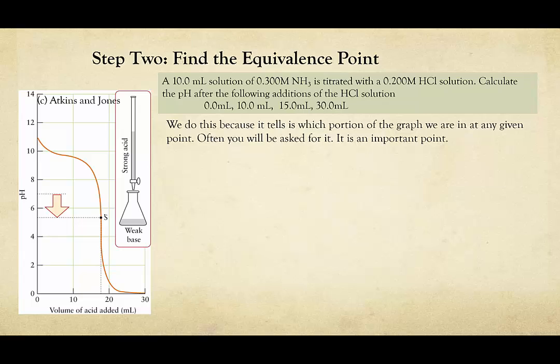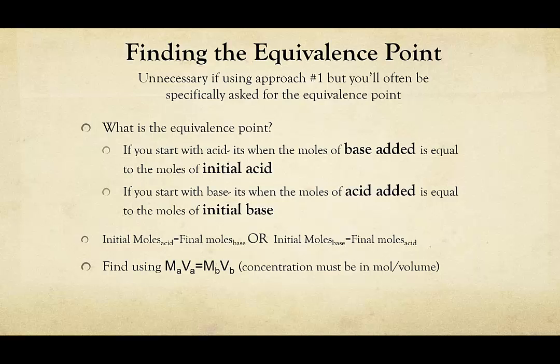The reason we want to know this is if we know where this point is, at what point in the graph this is, we will know that if we are before that point, we are in the buffering region. If we are here, we have a weak acid. Or, of course, if we are just starting out, we have a weak base, since that's our starting solution. And then if we're out here, we will have a strong acid. Again, if this isn't making a lot of sense to you, once we actually walk through it the longer way, you'll see why.